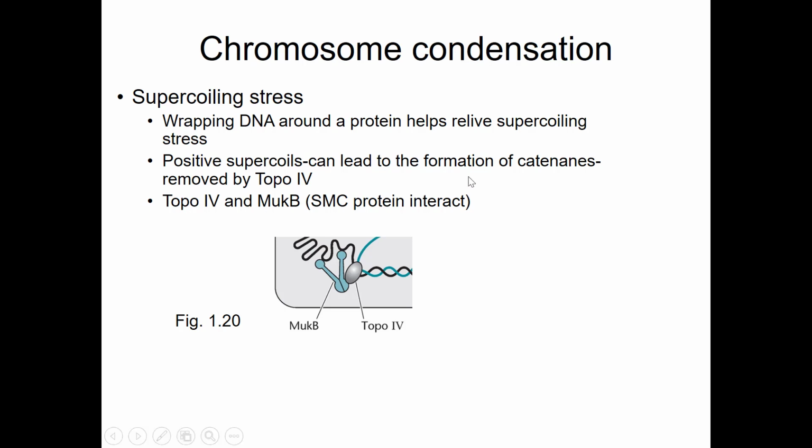So chromosome condensation also helps alleviate supercoiling stress. Wrapping DNA around a protein can relieve supercoiling stress. And remember, this is important because positive supercoils can lead to the formation of catenates, and these can only be removed by topo 4. And so you can see here, Topo 4 is decatenating these two sister chromosomes. It's also coordinating their condensation with this SMC protein, also known as MukB.